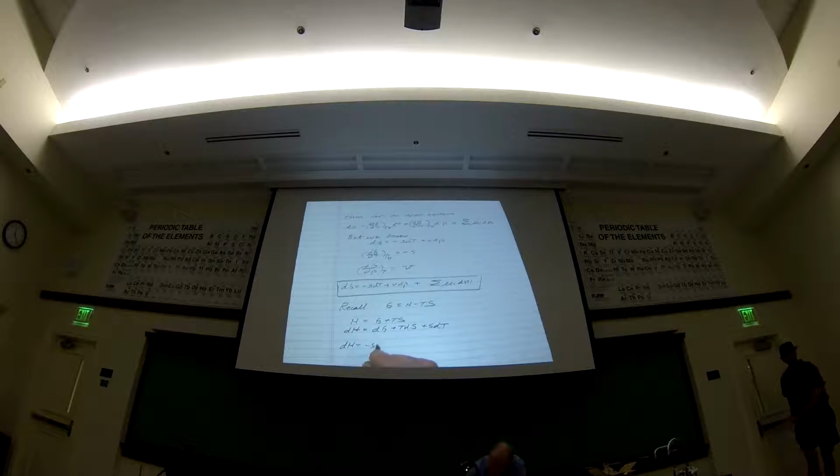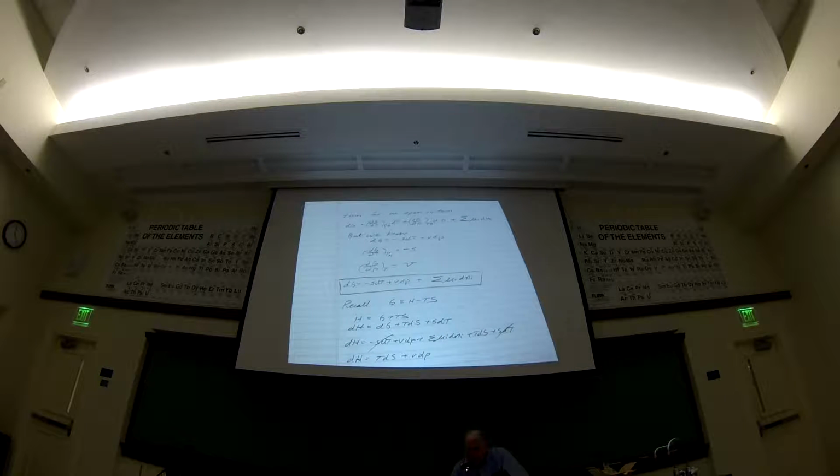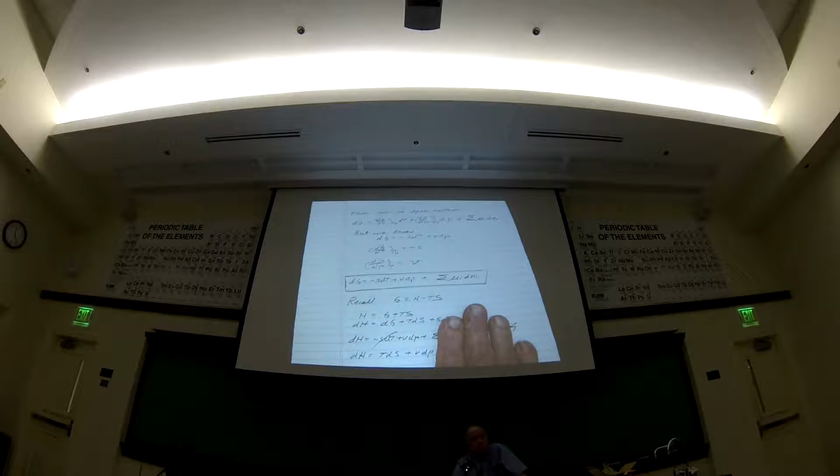It's minus S dT plus V dP plus the summation of μ_i dn_i, and then it's plus T dS plus S dT. Whoa, that one cancels with that one. And we wind up with this beautiful equation: dH is equal to T dS plus V dP. We stop right there, we've got equation 2. Equation 2 of our memorized equations.